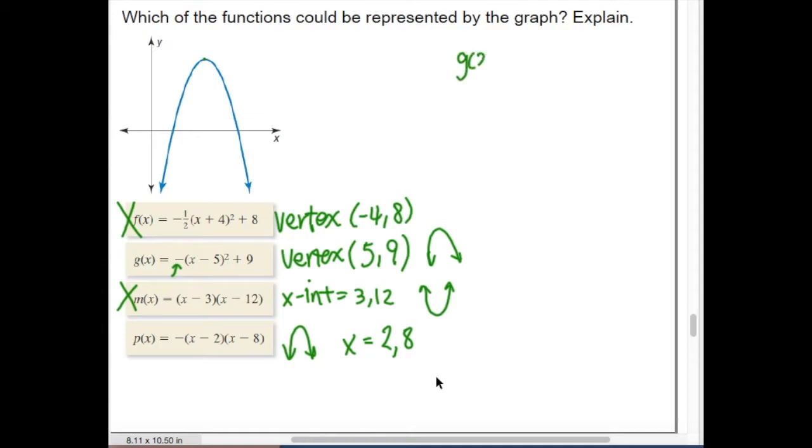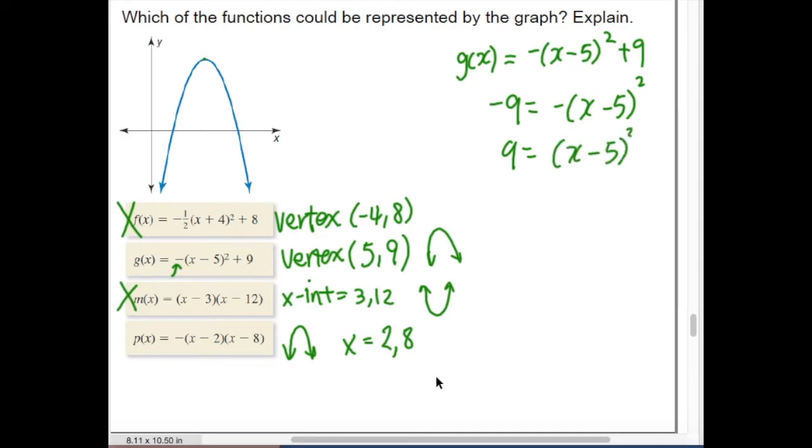I'm just going to go back to our g of x just to show you. By solving g of x equals 0, I want to see where the x-intercepts lie so that I'm sure my choice is correct. So if you set g of x equals 0, I'm going to move over the 9, which means I have -9 equals negative (x minus 5) squared. And I'm going to get rid of the negative by dividing by a negative on both sides. So I get 9 equals (x minus 5) squared.